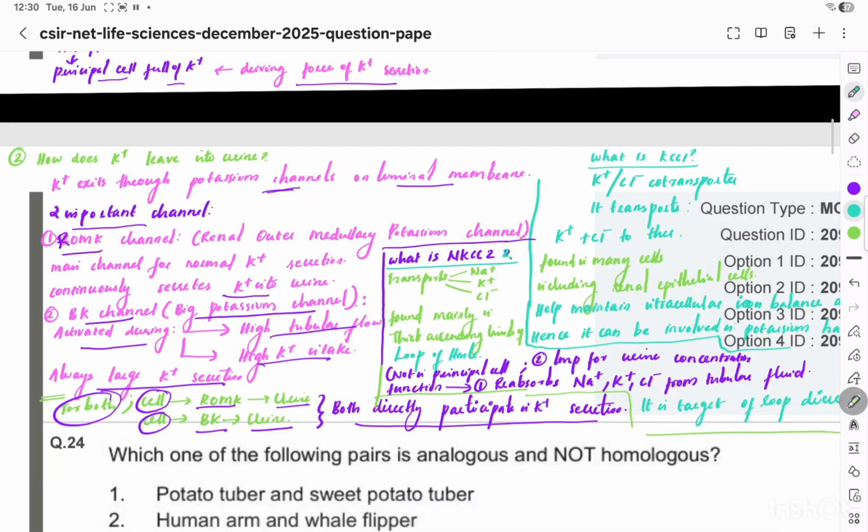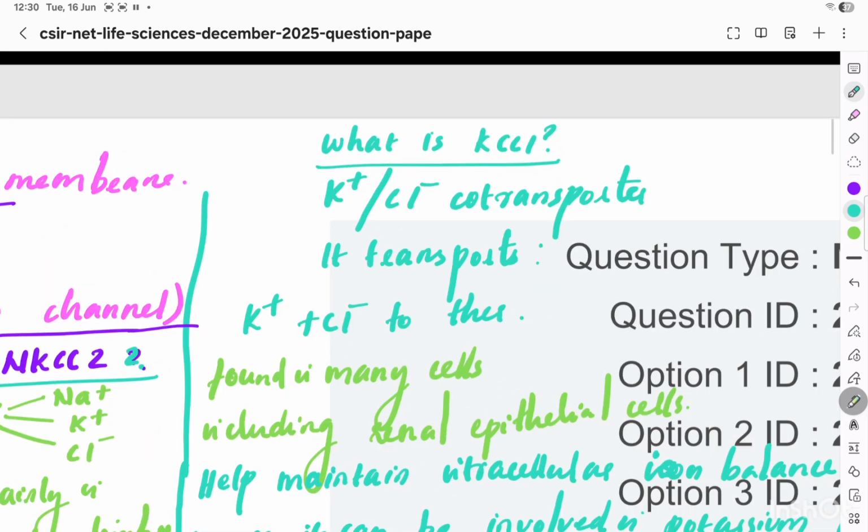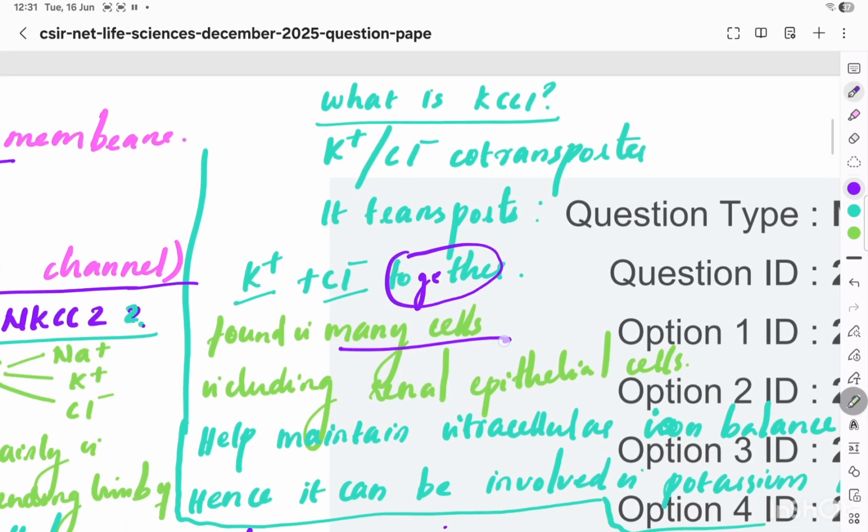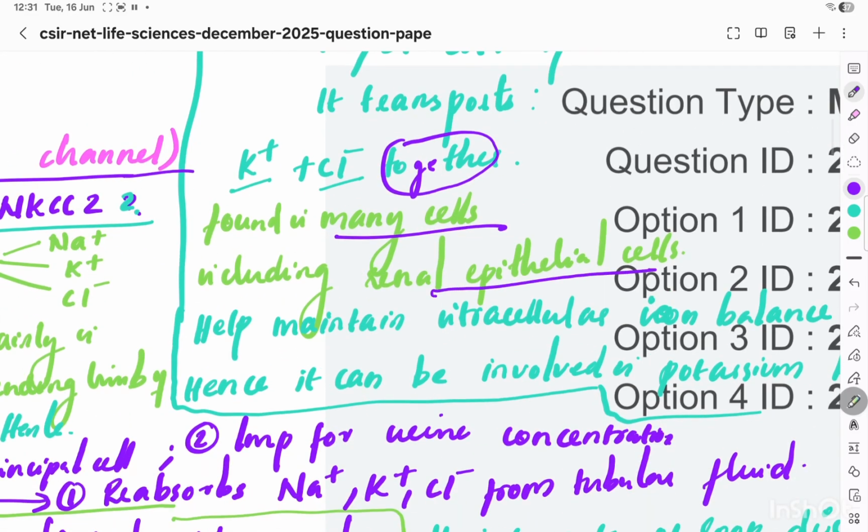Okay, next we have to look at the KCC channel. What is the KCC channel? That is the potassium ion chloride co-transporter. It transports K plus and Cl minus together through this channel. They are found in many cells, and one of them is the renal epithelial cell. So it is also participating in potassium ion transport, and we could eliminate that option also.